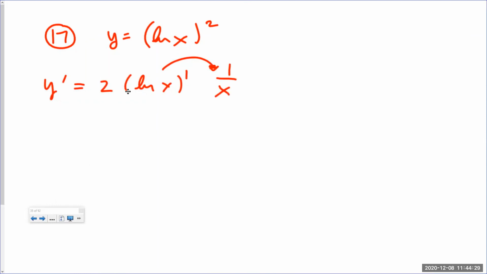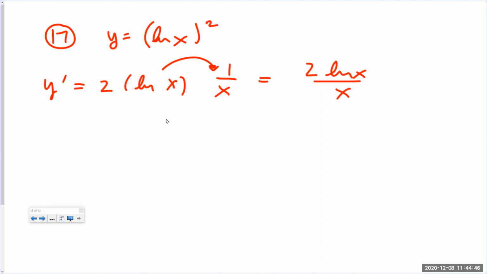Okay, so right here, I'm trying to see if I can simplify it any. I get 2 over x times ln of x. So let me just say 2 ln of x over x. Okay, so that's the derivative.